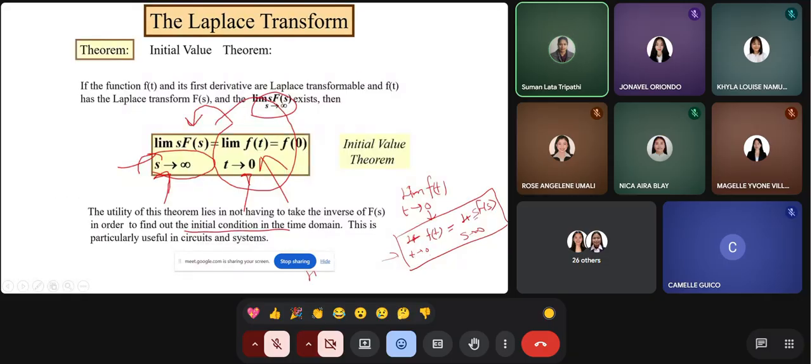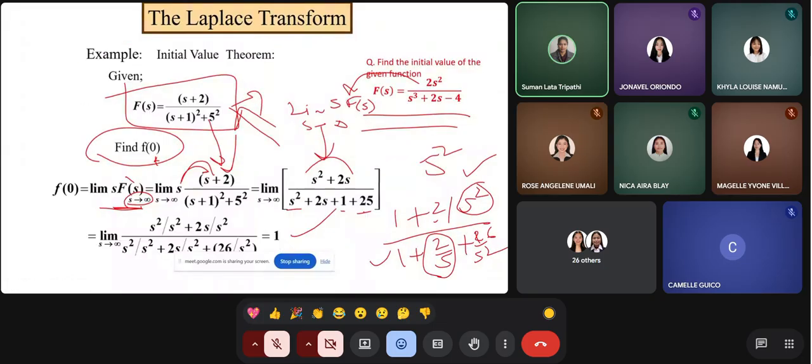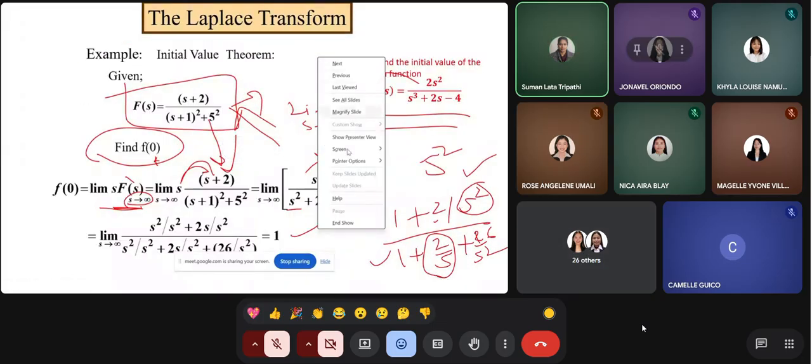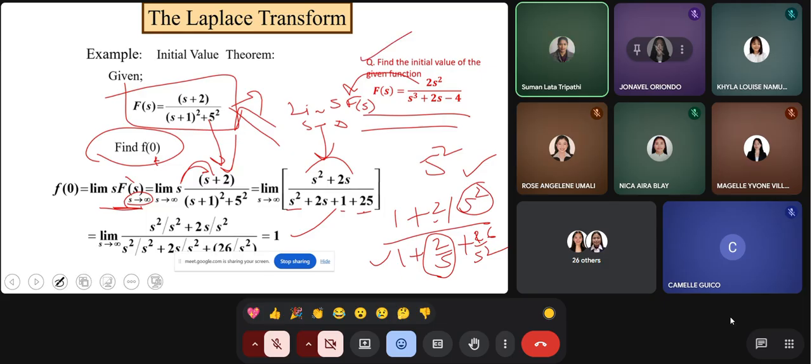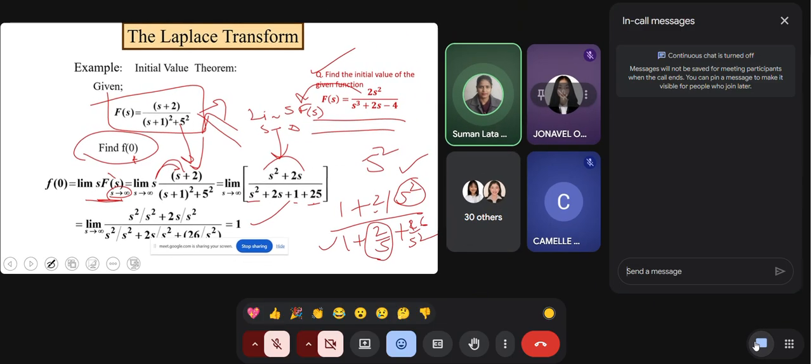This question: find the initial value of the given function F(s) equals 2s square upon s cube plus 2s minus 4.